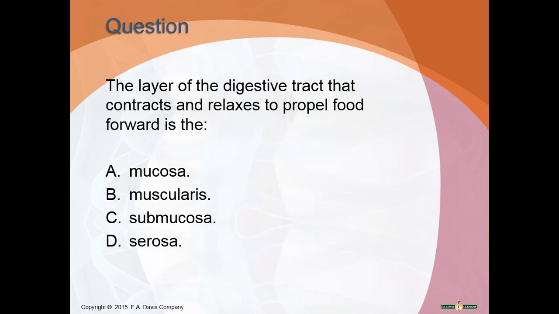So the layer of the digestive tract that contracts and relaxes to propel food forward is what? That's right, it's B, it's the muscularis.